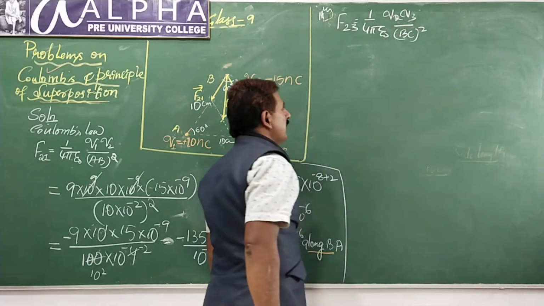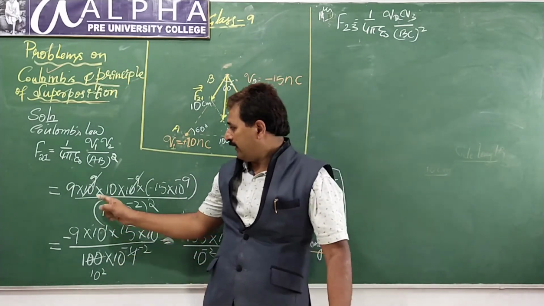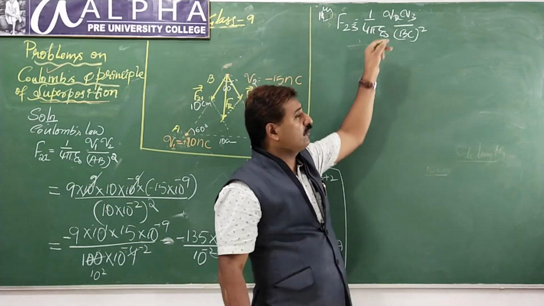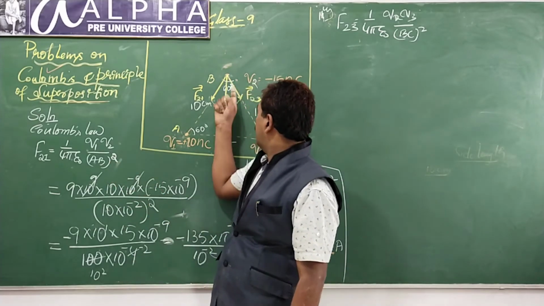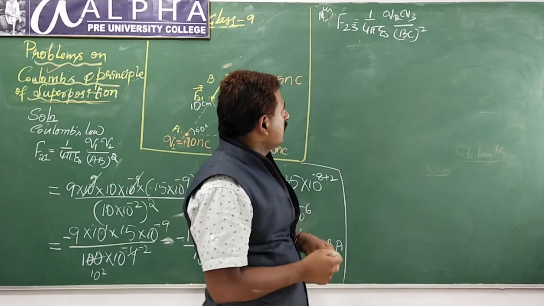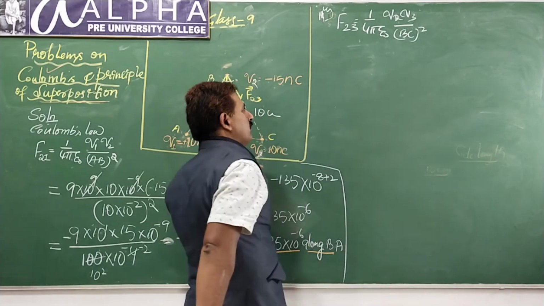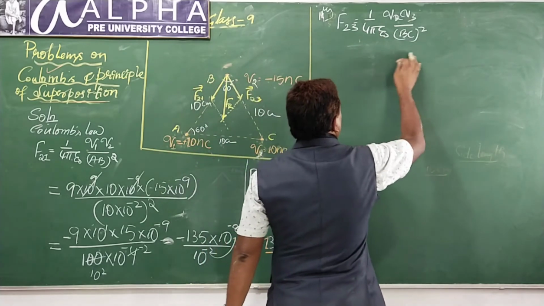Now just think a while. What is the value of 1 by 4 pi epsilon 0? 9 times 10 to the power 9. What is the value of Q2? Same. That is 10 minus 15, 10 power minus 9. What is Q3? That is also 10. What is BC? That is also 10 centimeter, 10 power minus 2 meters. That's it. All values same.